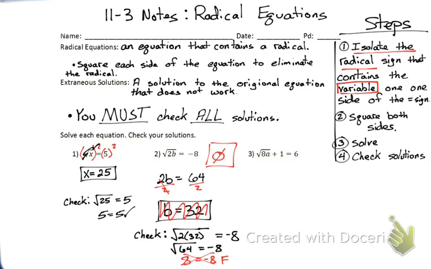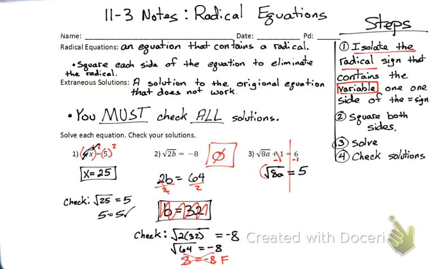Alright, so let's look at number 3. Step 1 is to isolate the radical, which in this case it is not isolated. Oh, sorry. You can see here on the left side, the 8a is underneath the radical, but then you have this extra +1 next to it. So I need to subtract 1 on both sides, giving me my radical all by itself. Square root of 8a equals 5 now. So now I have isolated the radical.